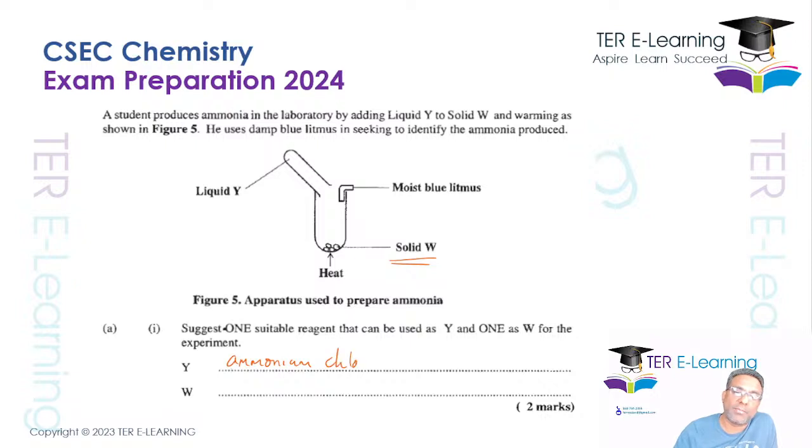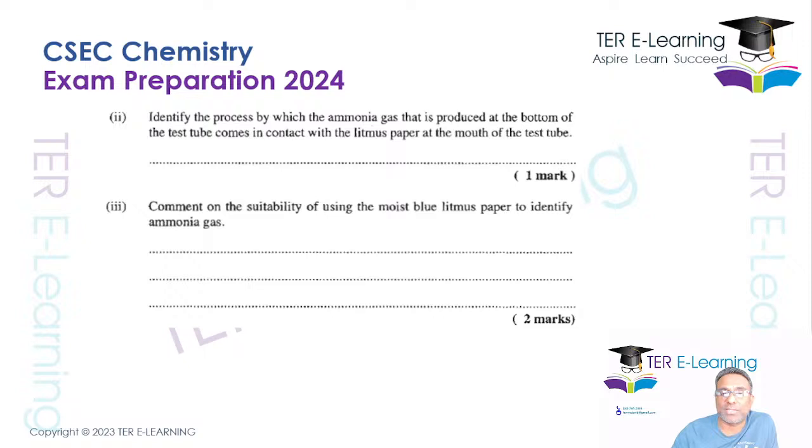This is on your syllabus, by the way. So that's an ammonium salt. You can use ammonium chloride. And liquid Y, we can use calcium hydroxide. So you need a base in order to create the ammonia gas. So if you want to prepare ammonia gas, you need an ammonium salt and you need calcium hydroxide, or you need a base. So 2 marks for that.